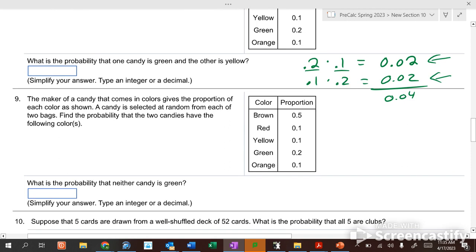So you're going to take two candies. What's the probability neither candy is green? Okay? So you got an 80% chance that it's not green, and then another 80% chance that it's not green. So then, times. So you got a 64% chance that it's not green.